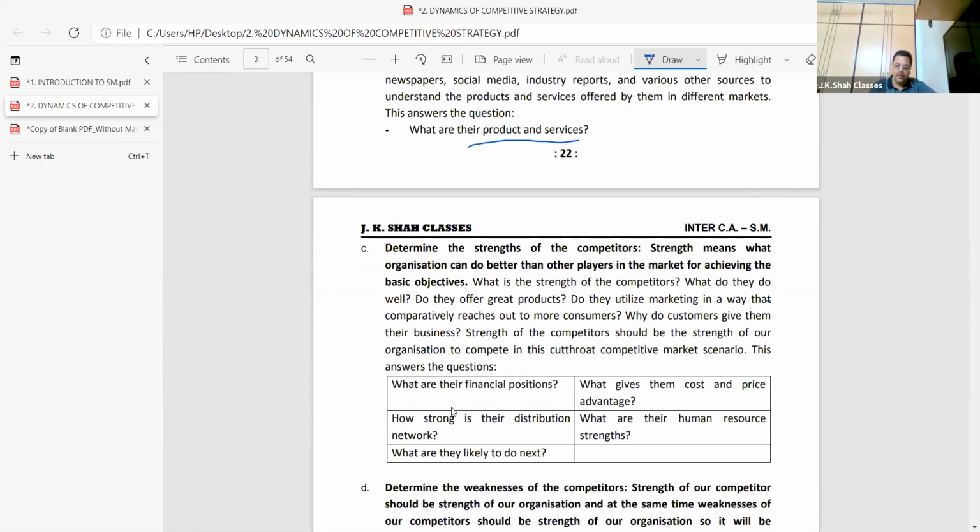I said Tata's distribution network, Hindustan Unilever, what they are likely to do next. I'll give you an example of what they're likely to do next. One day it was said, students, that Mr. Ratan Tata is going to meet the owner of that company, Tesla. What's his name? Tesla.